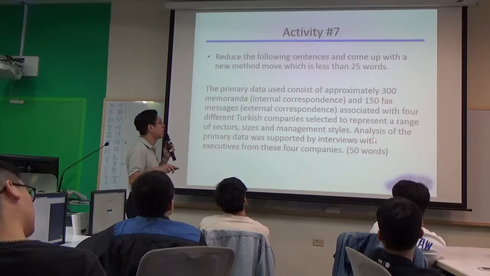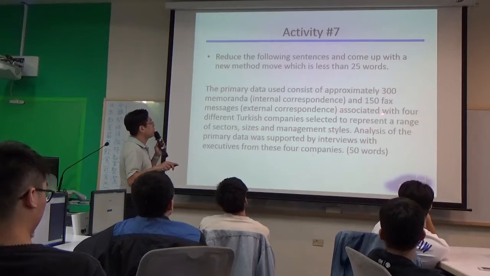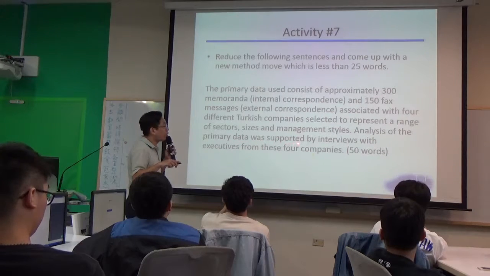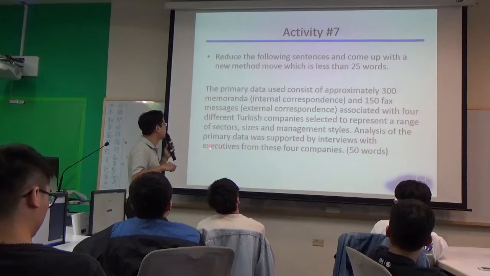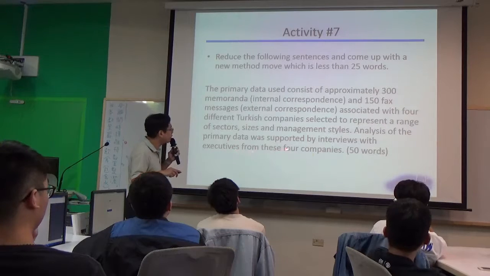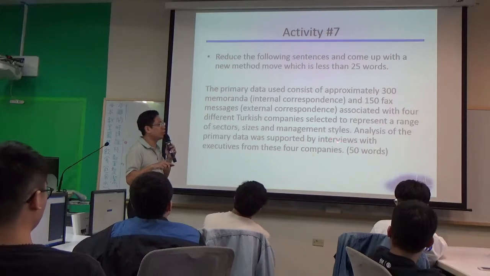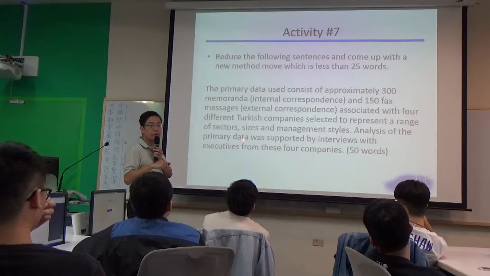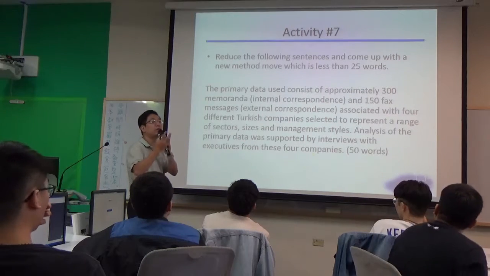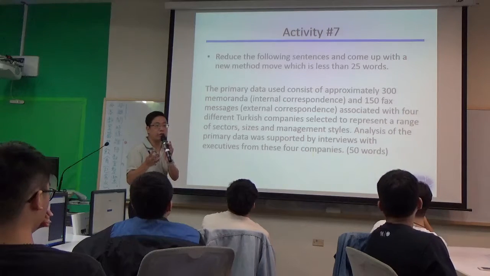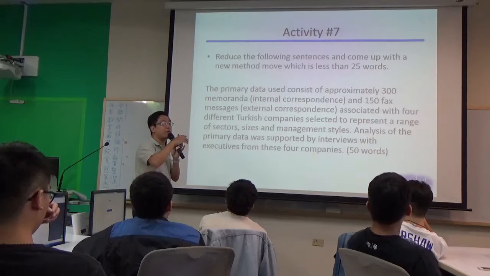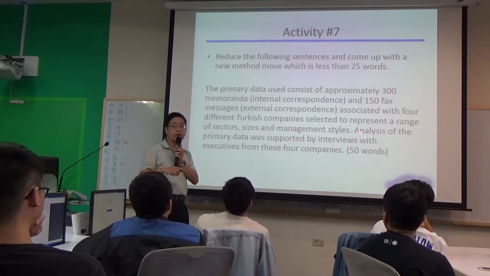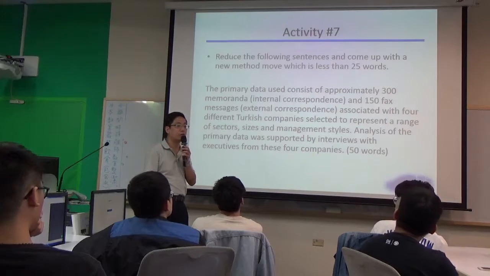For the second sentence, the analysis of the primary data, they try to analyze this data, was supported by interviews with executives from these 4 companies. So there is interview information to support the primary data. The second sentence tells you there is another action: there is secondary information to support your primary data. Okay? So those are 50 words, and you are trying to compact that into maybe 20 words.